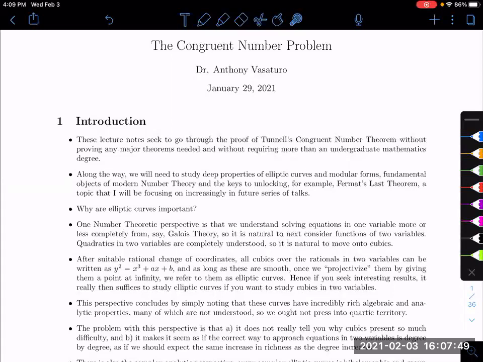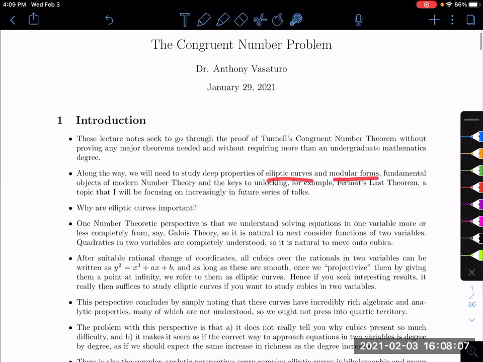This is a good theorem to study if you want to study elliptic curves and modular forms, because you need all the basic tools from elliptic curve theory and all the basic tools from modular form theory to actually get this result. And so this is an excellent result to study those topics. And as many of you know, elliptic curves and modular forms are really key objects in modern number theory. And as I said earlier, they're crucial in the proof of the modularity conjecture and thus Fermat's last theorem.